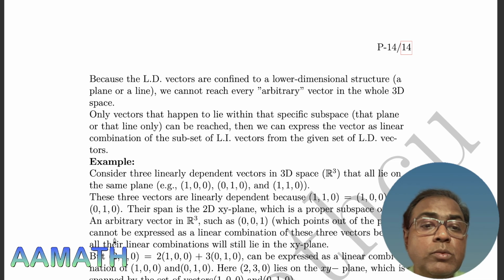But (2, 3, 0), this point equals 2 times (1, 0, 0) plus 3 times (0, 1, 0), so it can be expressed as a linear combination of (1, 0, 0) and (0, 1, 0). Here (2, 3, 0) lies on the xy plane, which is the span of the set of vectors (1, 0, 0) and (0, 1, 0).